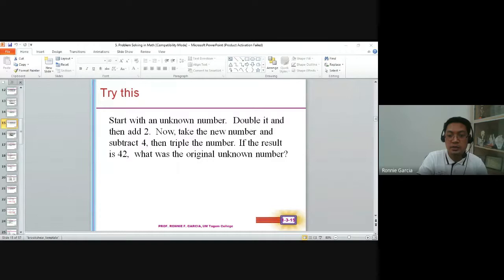Yes, I have seen 2, 3 answers already. But we are not sure if they are correct, if they really used working backwards. If you check your answer, you go back here. Just like this answer of Kilantang, 7. So with 7, you start here, double the 7, add 2, and then subtract 4, then triple it, and 42 should come out. So that you are sure your answer is correct. So you can check your answer. Step number 4, look back and check.